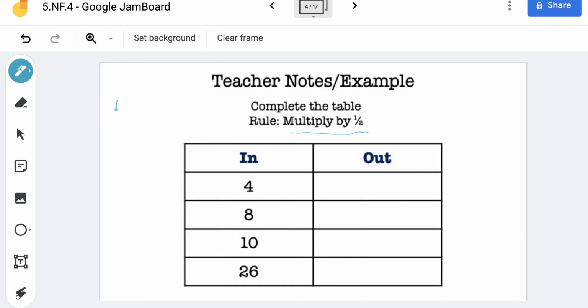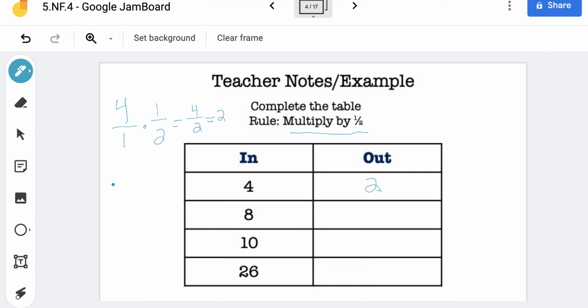So we're going to multiply 4 times 1/2. Now 4 can really be written as 4/1. So 4 times 1/2 is going to be, well, 4 times 1 is 4, and 1 times 2 is 2. And then when I reduce that, 4 divided by 2 is 2. So our out value is going to be 2.